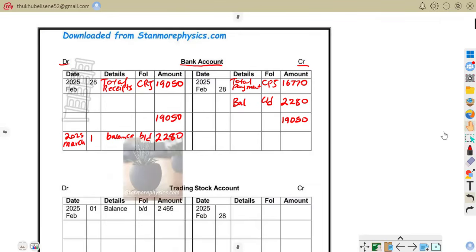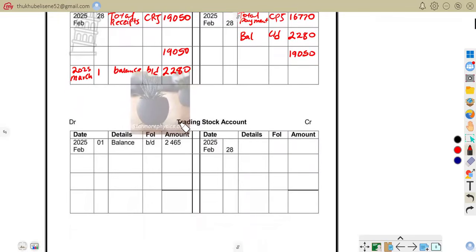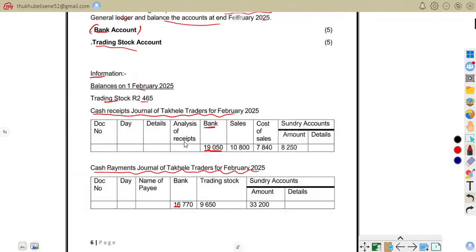So that is that. Now we're asked to do what again? Trading stock account. As you see, here is our debit and here is our credit side. On the trading stock account, first we have balance brought down of 2,465. Where did we get it? It's very important. We can see here is the balance on the 1st February 2025, 2,465 for trading stock.